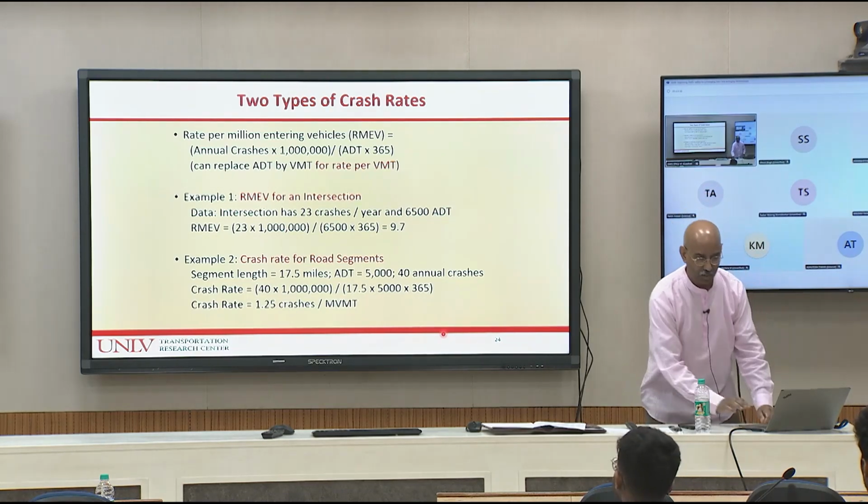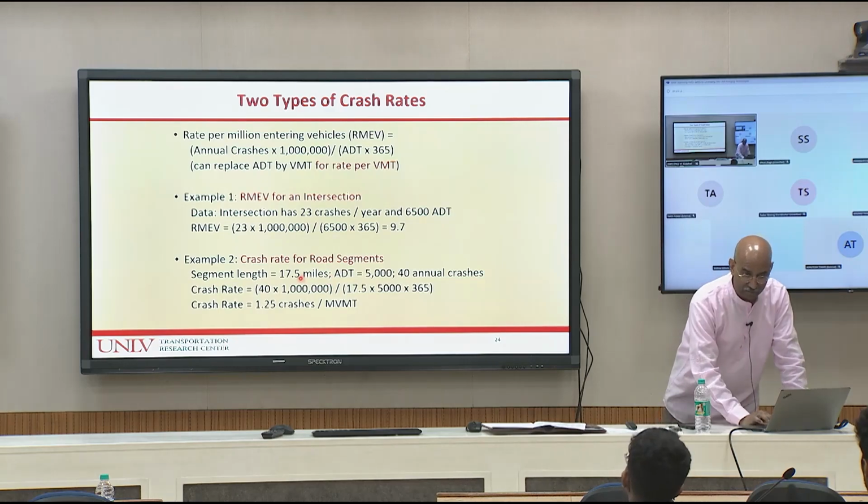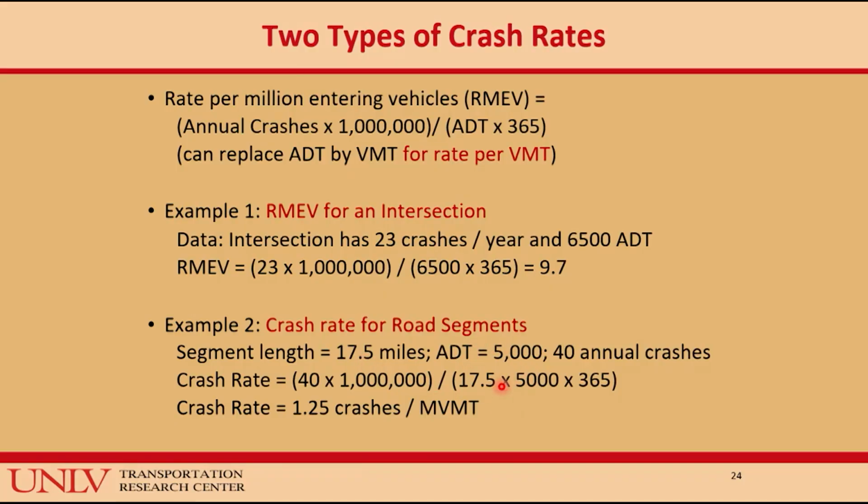In this example, the roadway segment is 17.5 miles long and the average daily traffic is 5,000. On average you had 40 annual crashes, so the crash rate is 40 multiplied by a million, divided by the 17.5 length of the roadway segment, the ADT of 5,000, and 365 days of the year. That gives us 1.25 crashes per million vehicle miles of travel.